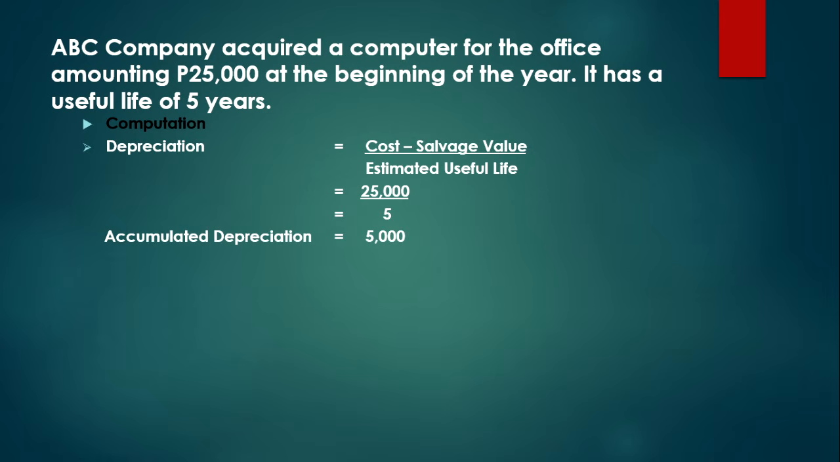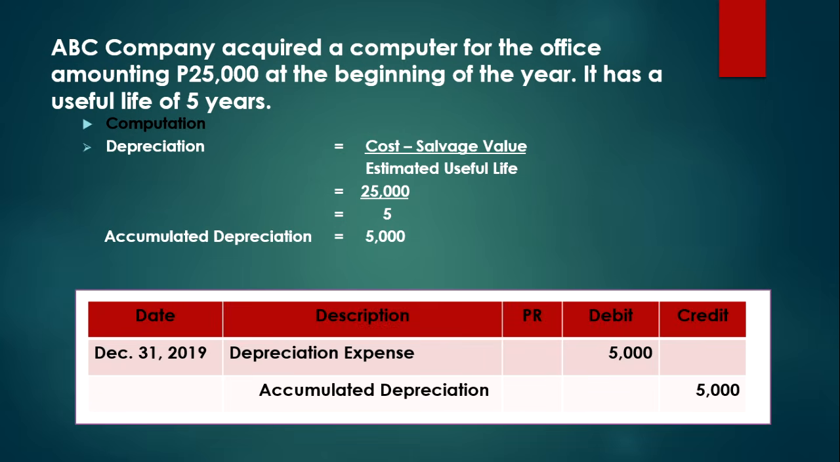Okay, the answer will be, the accumulated depreciation is 5,000. Let's have the adjusting entries. December 31, 2019, debit is depreciation expense, 5,000. And then credit, accumulated depreciation, 5,000.